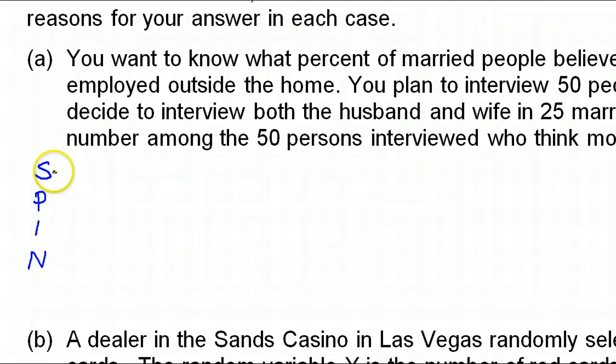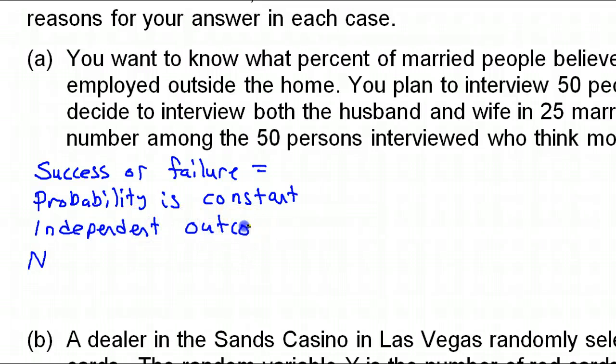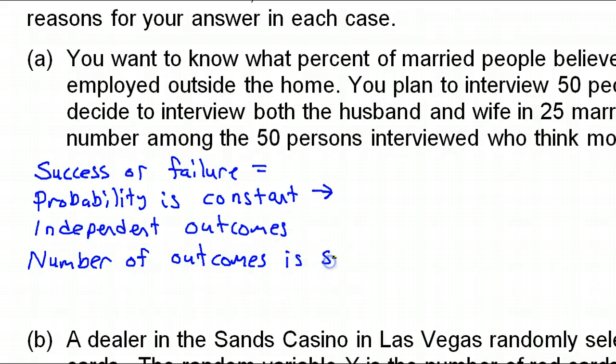The S stands for success or failure. There has to be something that you could consider a success or failure, only two possibilities. P stands for probability, and that has to be constant. And I stands for independent, independent outcomes. And N stands for the number of outcomes is set. Okay, let's see if these four things, SPIN, hold up for this situation.